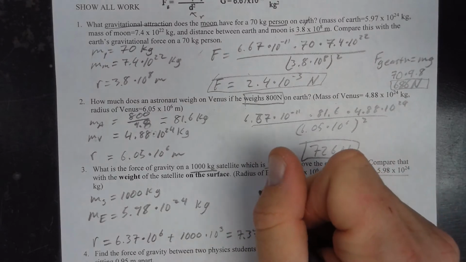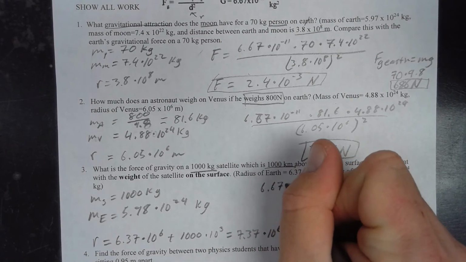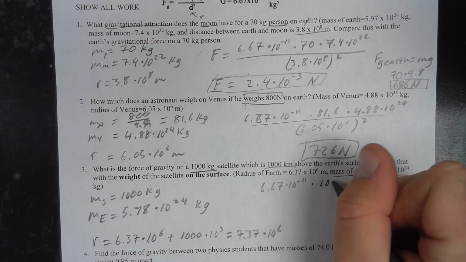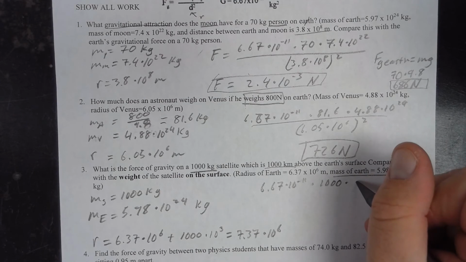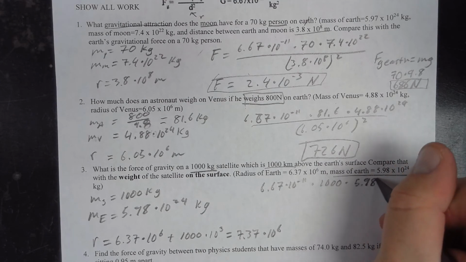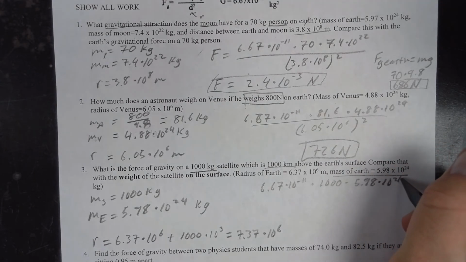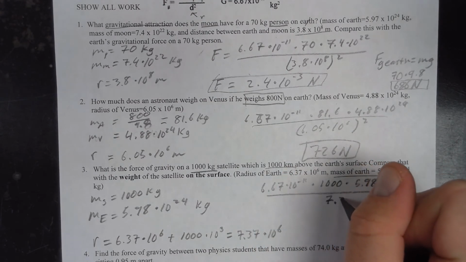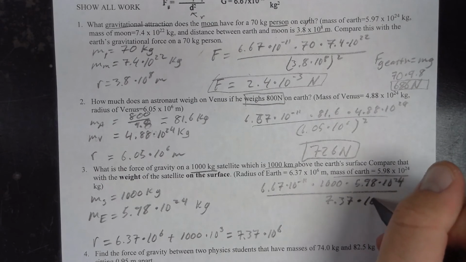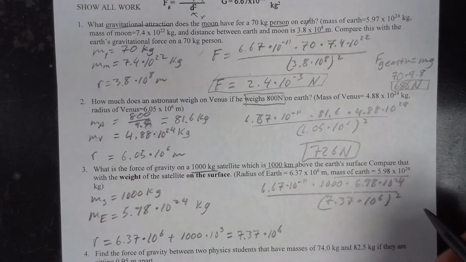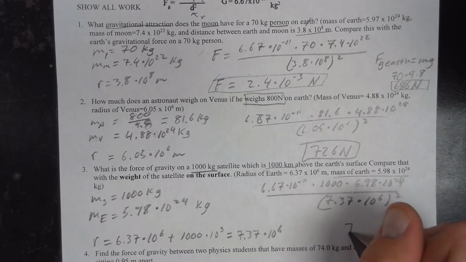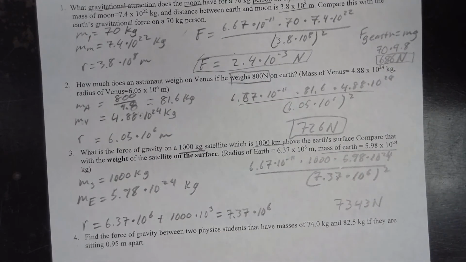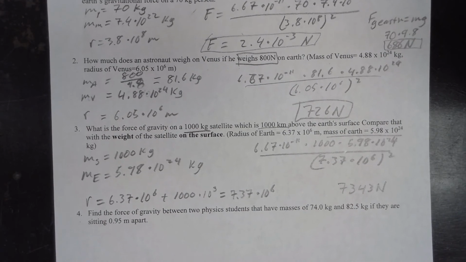Plug them all back into that ugly equation, 6.67 times 10 to the negative 11th times 1,000 times 5.98 times 10 to the 24th, all that over 7.37 times 10 to the 6th squared. And we should come out to 7.343 newtons, or however you really want to round that off in the end. So that's your general process.